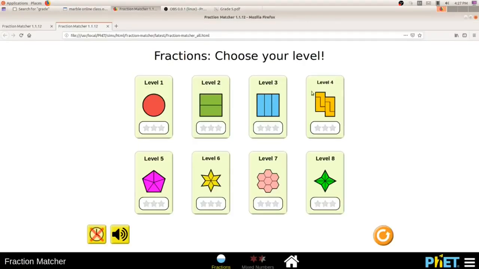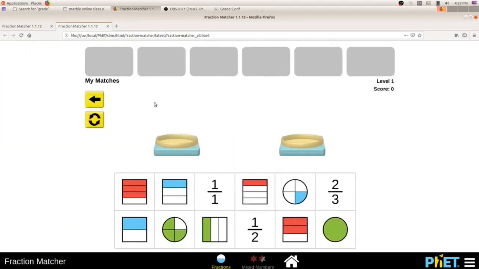So I have already opened it here. We'll go to the first level, level 1. So in here you can see this button. What is this button? Yes, back button. What is this button? Yes, reset game button. And the other buttons I will show now.